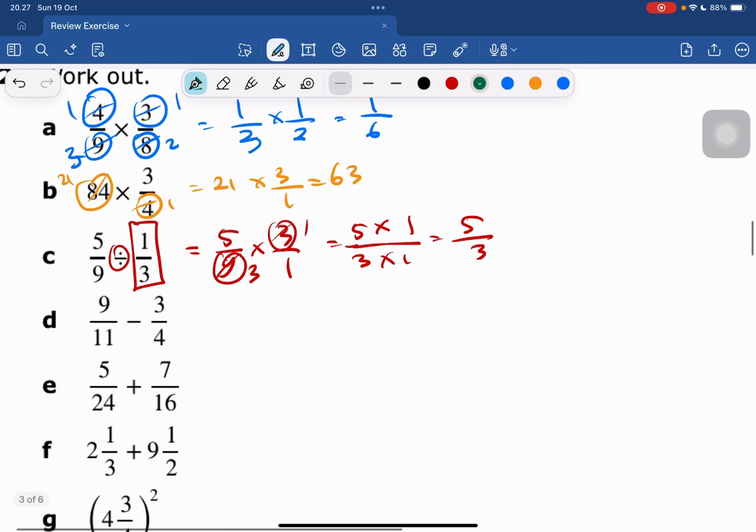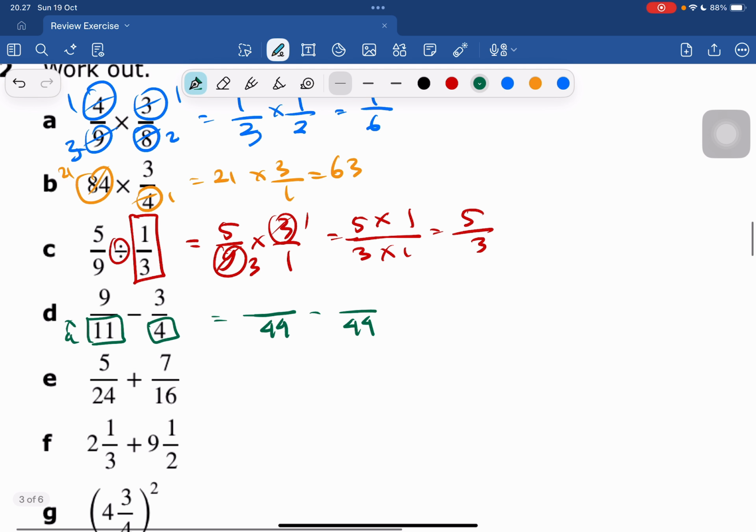Next, minus. So we need to find the lowest common denominator. Let's make it 44. So this, we multiplied by 4. So 9 multiplied by 4 is 36. 3 multiplied by 11 is 33. So the final answer is 3 over 44.